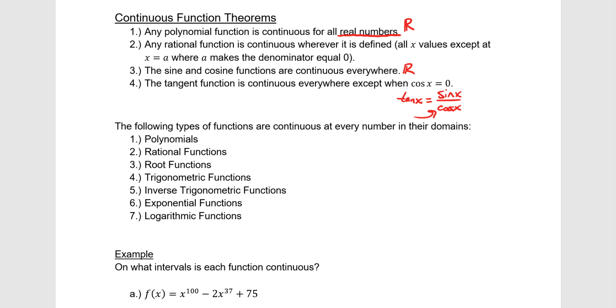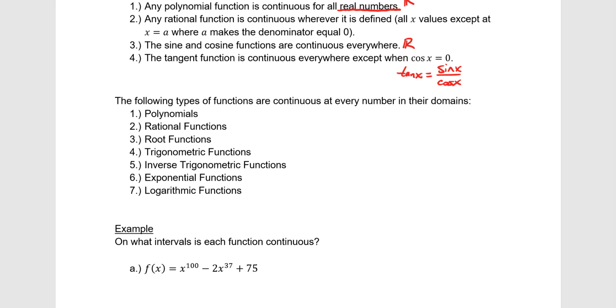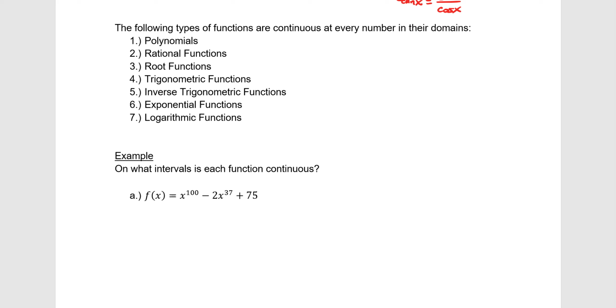Denominator cannot be 0. All right, and then one more main thing here. The following types of functions are continuous everywhere in their domains. That's the key here, because domains for some of these are different. So polynomials are continuous in their domain, which is everywhere. Rational functions are continuous everywhere except when the denominator equals 0. Root functions are continuous in their domain. Trig functions are continuous in their domain. Same with inverse trig, exponential, and logarithmic functions.